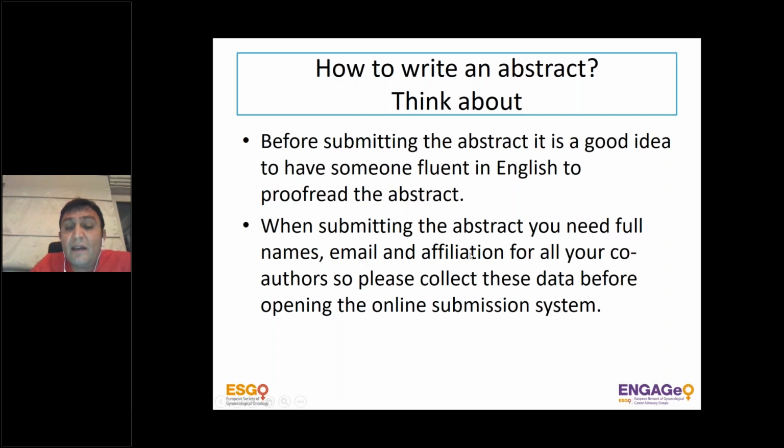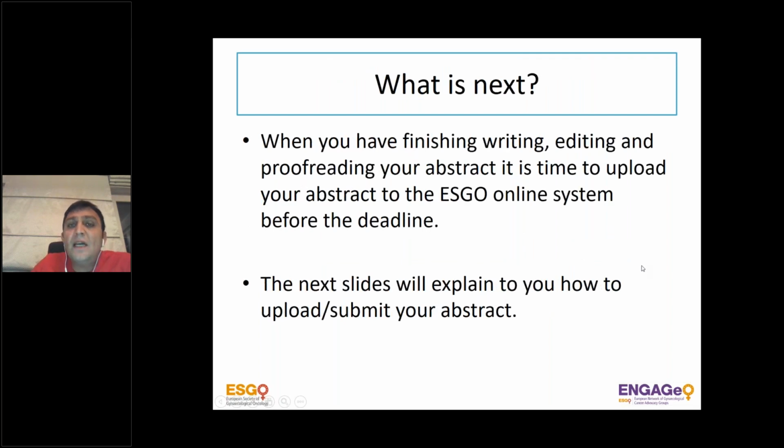And again, don't forget that at the submission system, ESGO asks for each author the full names, their email, and their affiliations. So before going to the submission system, think about both English corrections plus the full contacts of the co-authors of your abstract. So you have to finish it too. And then you finish all, you write it, then you need editing and proofreading. Now it's time to upload it to the ESGO online system before the deadline, which was the first week of May. Please do not forget.